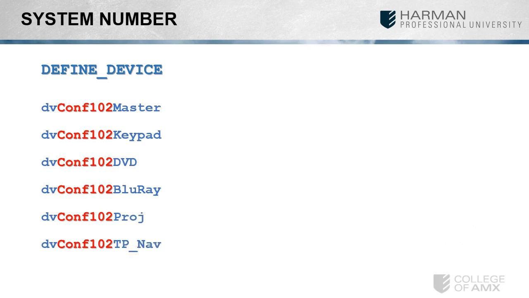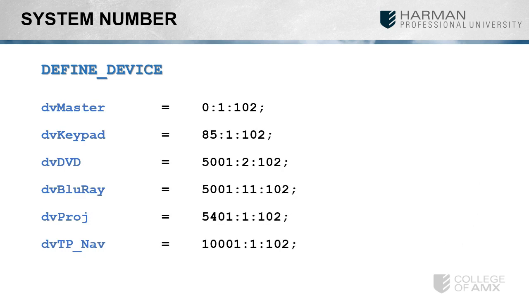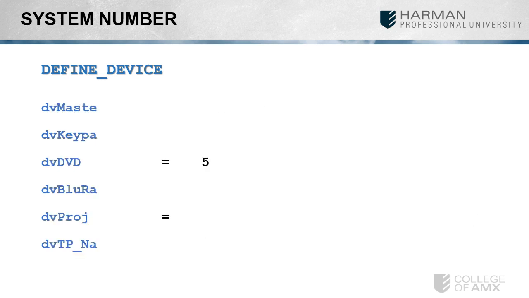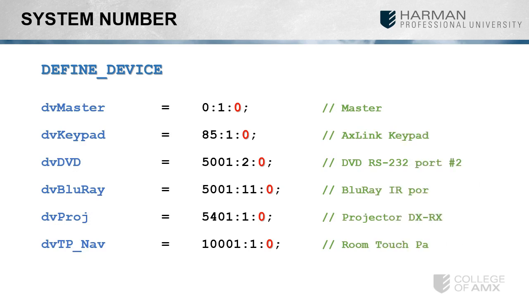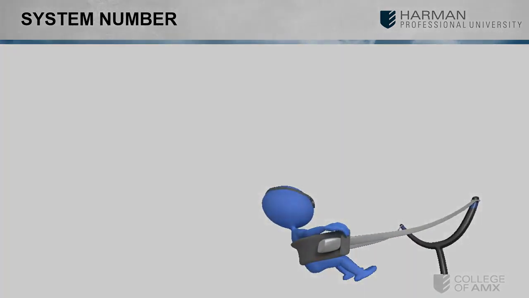If we go back and look at all my device definitions, they're extremely specific. They all begin with DV Conference 102. If this code is intended to be loaded on multiple masters, we would make the device names a bit more generic by dropping the Conference 102 reference, and we would change the system numbers to 0. Let's move on to learn about the style guide.